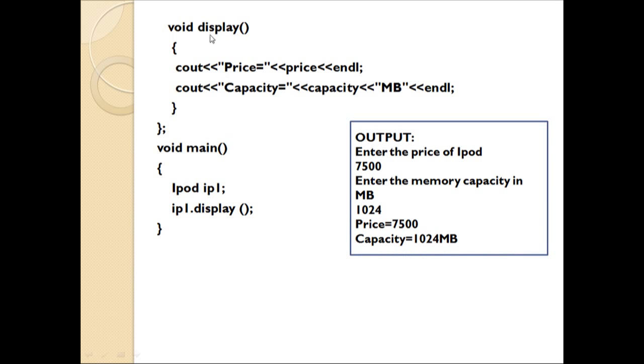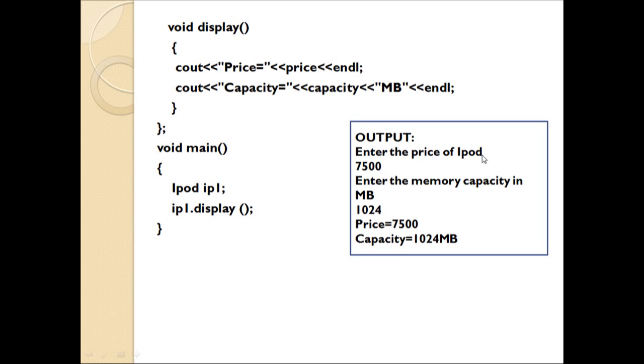Thereafter, there is a function given, display. The return type is void, and the purpose of this display function is to display the value of price and the capacity. So whatever value a programmer or user is providing for the price and the capacity, it will get displayed. And in the main function, we are declaring an object for the iPod class, and then we are simply displaying the value for price as well as capacity. So that is why we are getting this type of output.